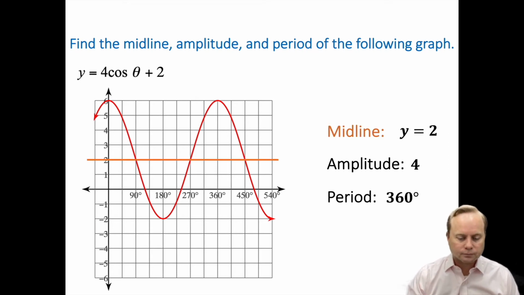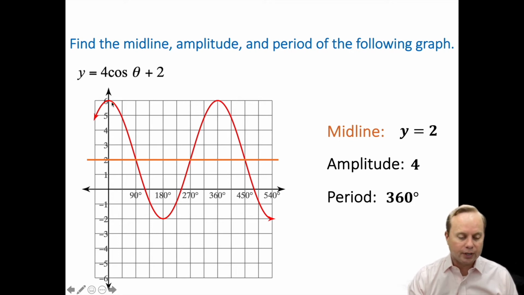Okay. Check your answers here. Midline is right at y equals 2, and it should kind of look like it, right? We had 6 all the way down to -2. 6 plus -2 is 4, divided by 2 is 2. There you go. That's the easy one. The amplitude is 4. That's the distance between this midline and the top. So we go 1, 2, 3, 4 units.